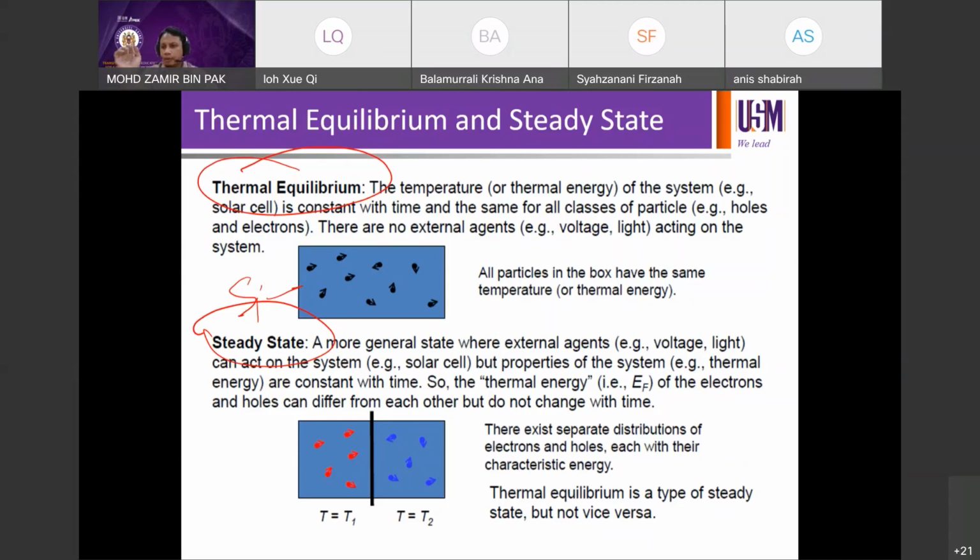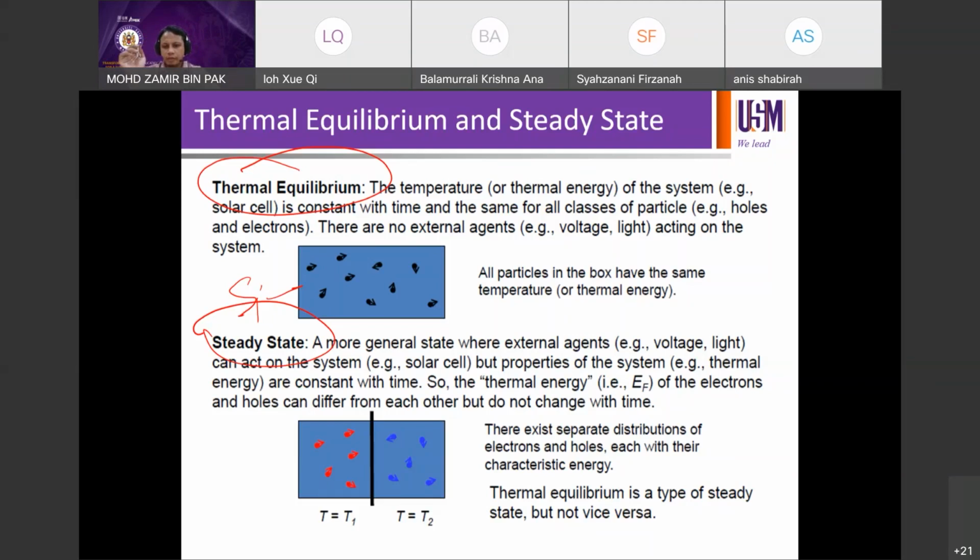Maksudnya, you can apply light. For example, you ada silicon and the silicon can be under light illumination. For example, kalau saya letak silicon in my office, I turn on the light. So the light is acting on the silicon and I don't turn the light on or off continuously. Maknanya saya tak buat any switching, I just leave it like that. So the system is said to be at steady state condition, right?